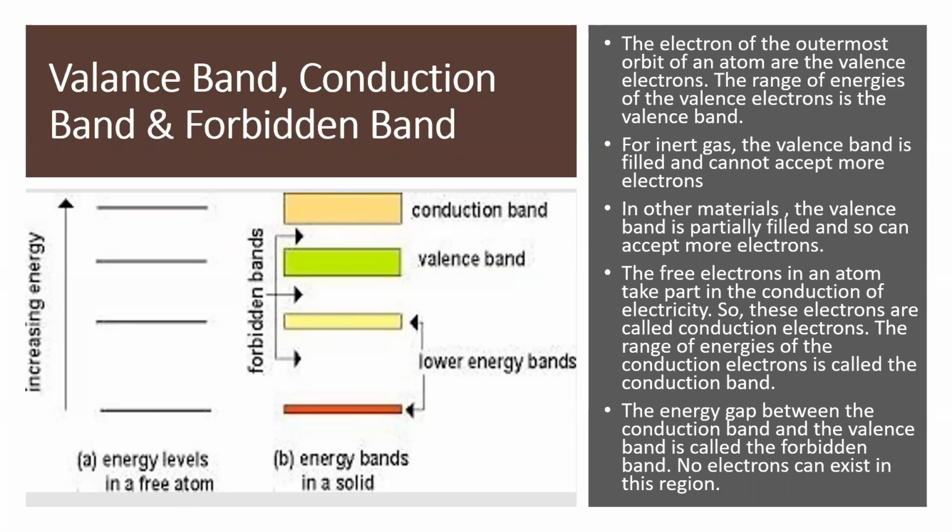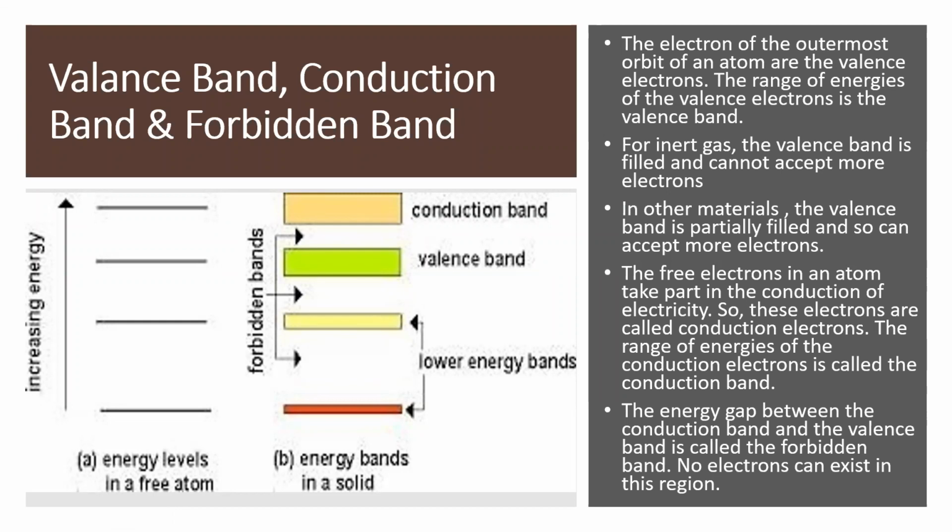Now, what is outer to the valence band? Let us see that. For inert gases, the valence band is filled and cannot accept more electrons. Why is the valence band filled for inert gases? What are inert gases or noble gases? You must have some idea about them. Inert means not entering into a chemical reaction.